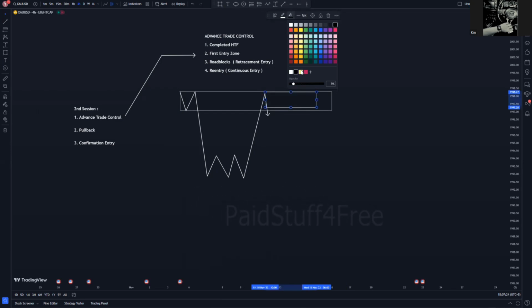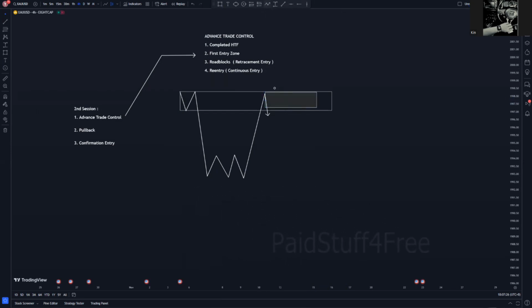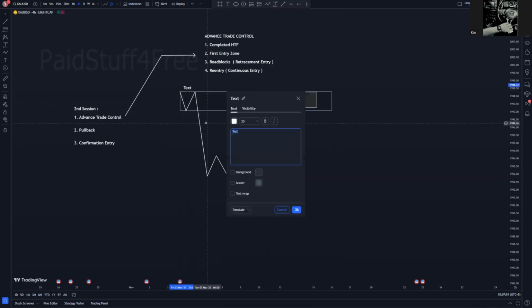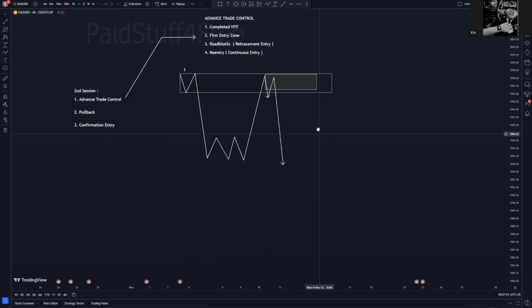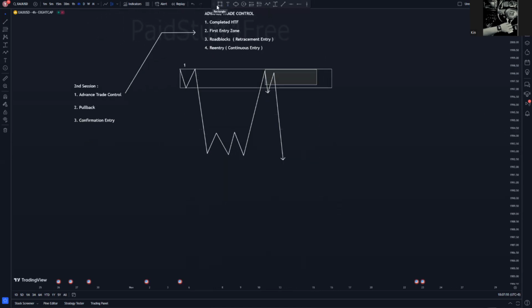We've already learned in our first session that the price is going to make a pullback and then go down like this. So this is what we call our completed higher time frame: when the price gets into the sell zone and then forms an engulfing sell at the current market price. So this is the first one. Let me write it down. After that, we have the second one.